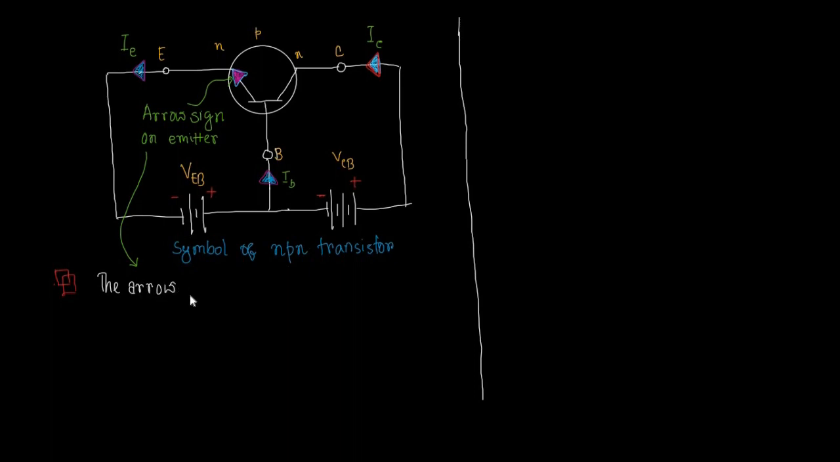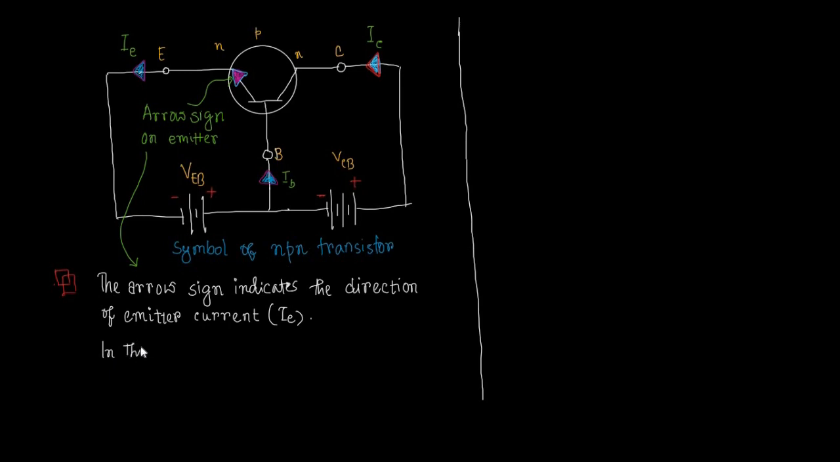And the arrow sign on the emitter indicates the direction of emitter current. This arrow sign which is indicated on the emitter indicates the direction of emitter current, under bracket IE. The arrow sign indicates the direction of emitter current IE.